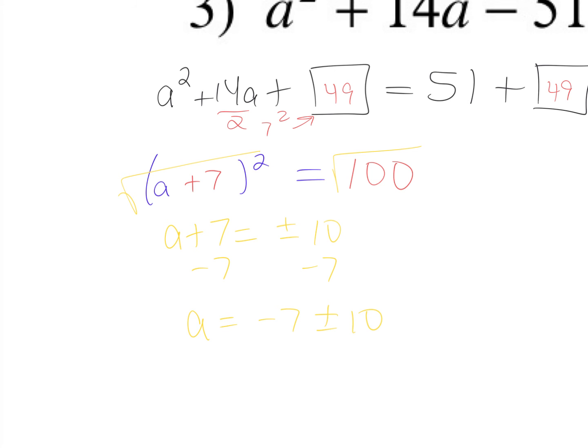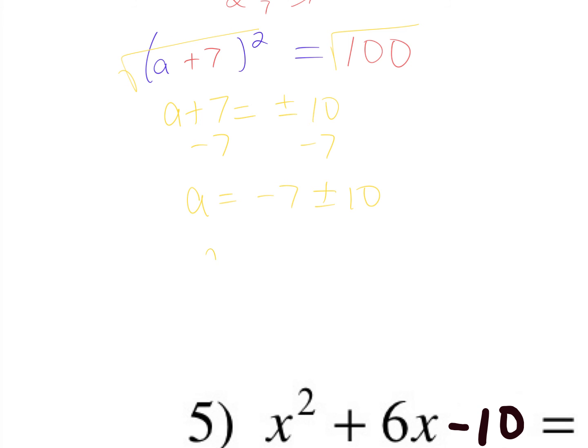You cannot leave your answer like that, guys. That's 2 little math problems. This says a equals -7 plus 10. And this says a equals -7 minus 10. What's -7 plus 10? 3. What's -7 minus 10? -17.